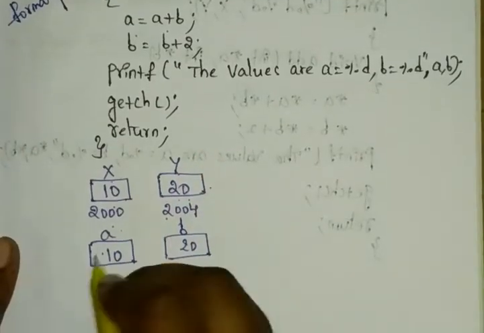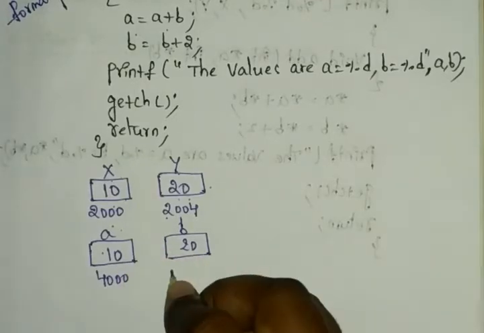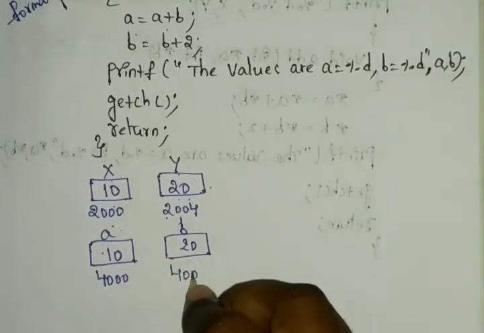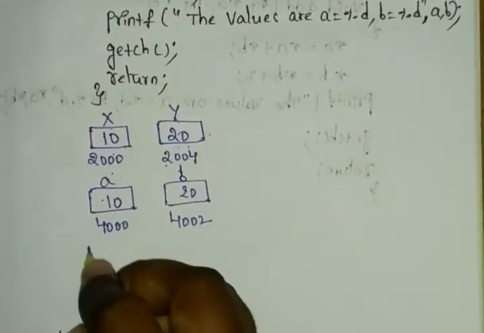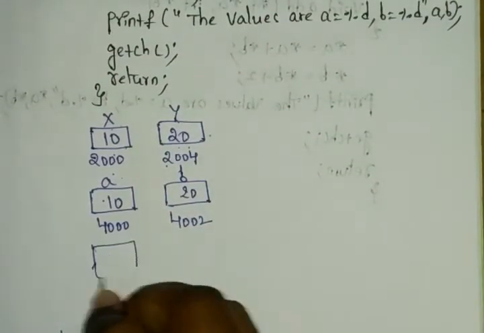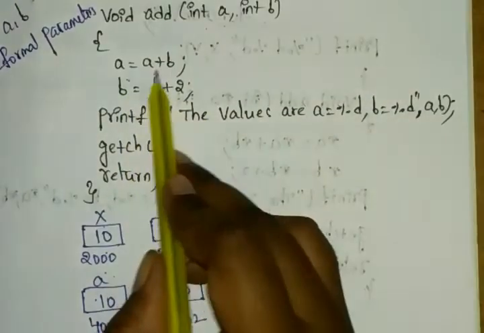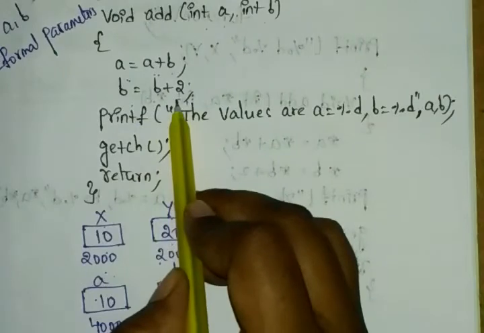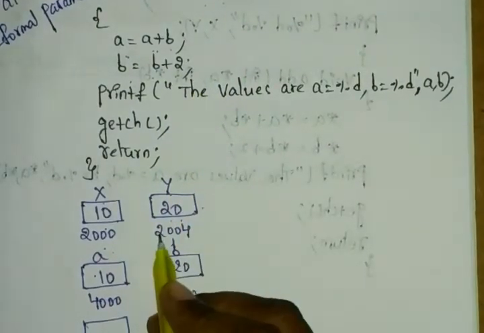Here it takes some address, which is also system generated automatically. Here I'm choosing 4000. Next, we took one operation: a is equal to a plus b, and b is equal to b plus 2. From that condition you can check a is equal to a plus b.